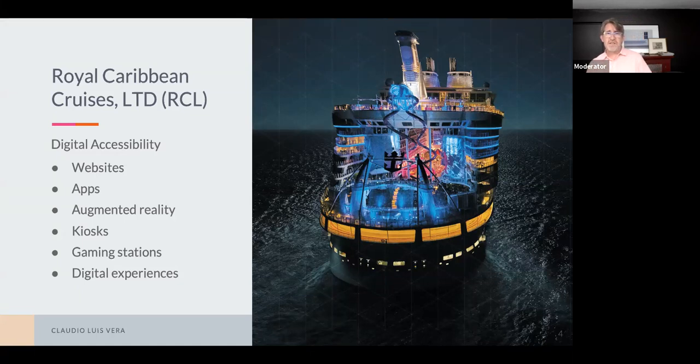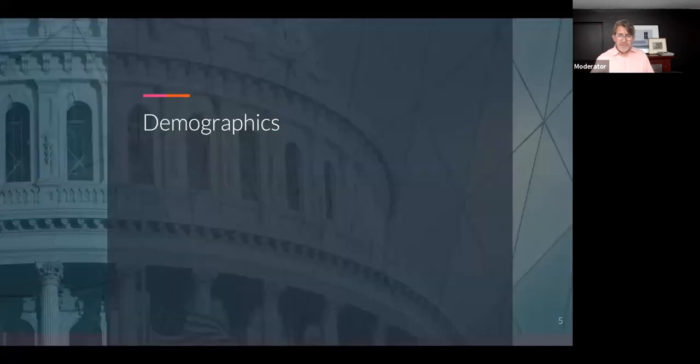So Joel may have mentioned that I work with Royal Caribbean. I'm the digital accessibility lead at Royal Caribbean. So all of the digital apps, all the websites, all the different guest experiences that are digital essentially have to go at some point or another under accessibility review. It's a pretty large, vast company, and I do my best to keep up with all the different sorts of digital content that we create.